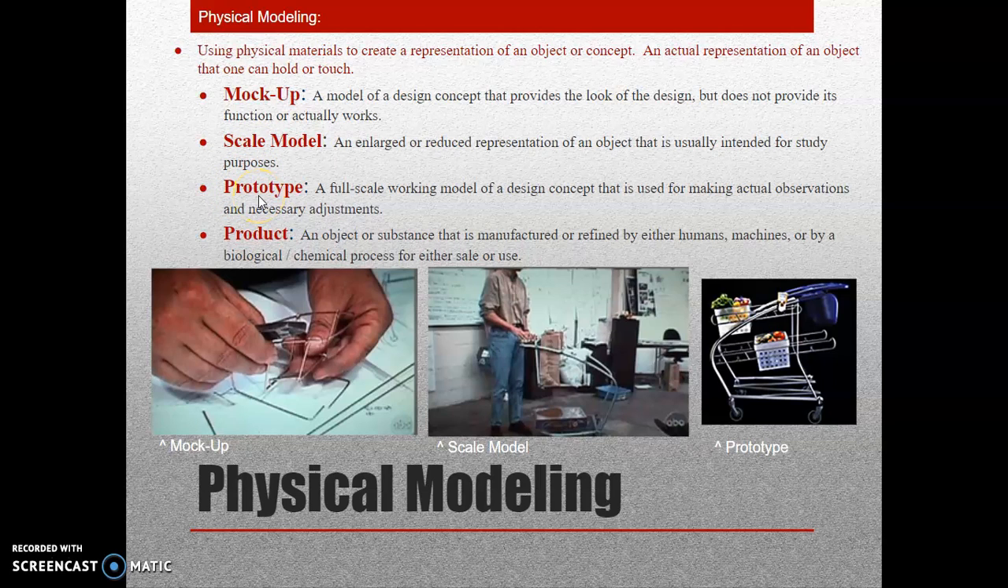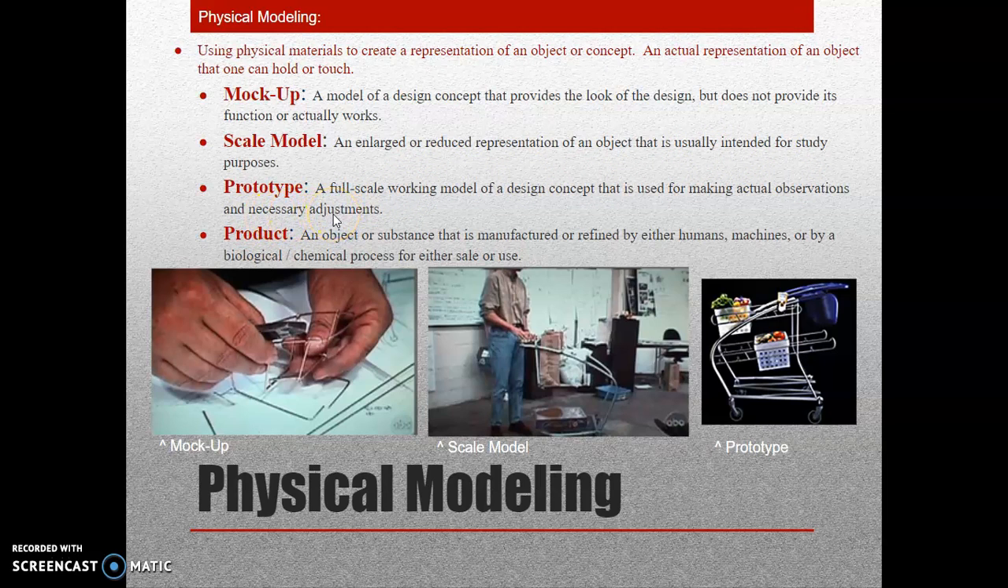Prototype. So this is what a lot of you are building when you're trying to solve some type of problem, and you say, "Hey, here's my object that solves the problem." You're actually creating a prototype. So a prototype is a full-scale working model of a design concept, so of a design idea, okay, that is used for actually making observations. So testing it out. So what we do at school is, in several different classes and forms, you might make something to test it out, see how it works. Okay. And then if you had the time and the money, you would actually make necessary adjustments.